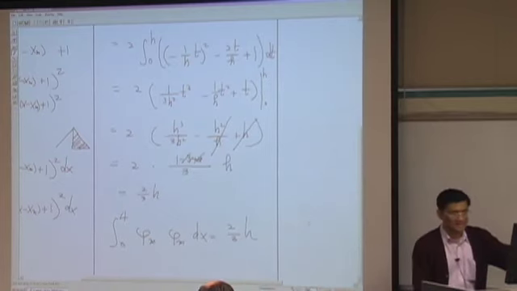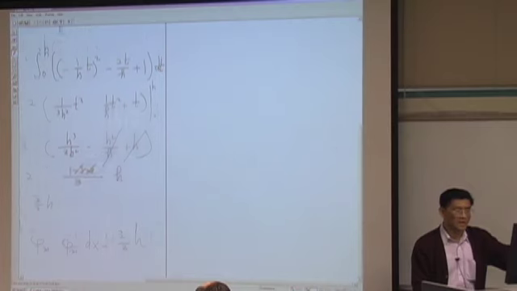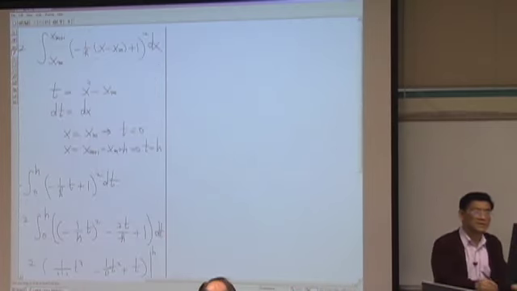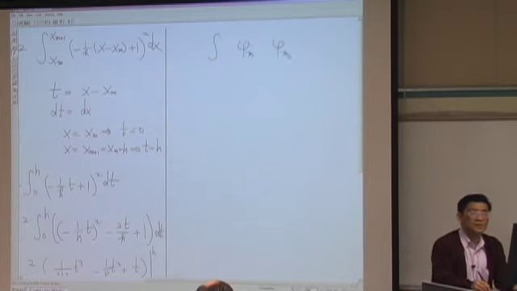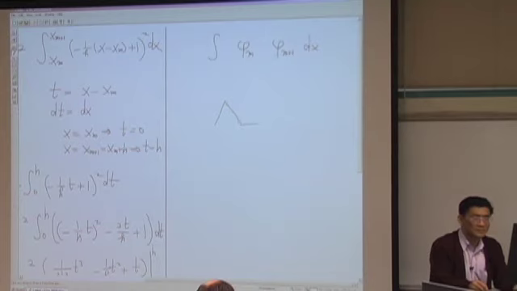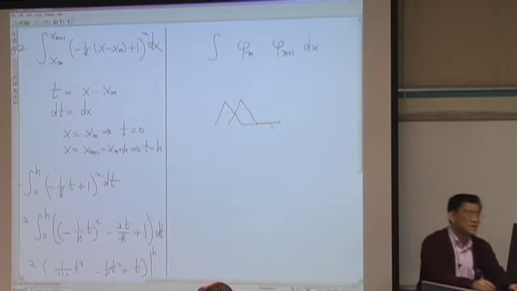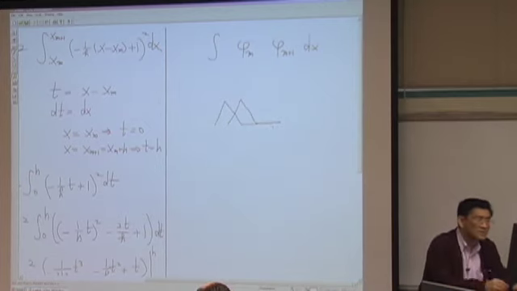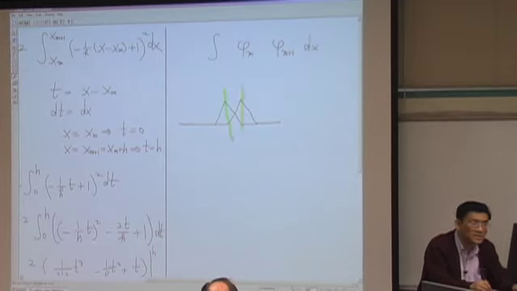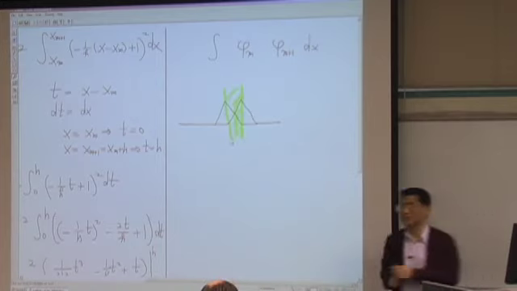Then let's do other cases. Without loss of generality, I will do these things at convenient settings. So Pm times Pm plus 1 dx will be done soon. And it looks like this. This function looks like this, and then this function looks like this. And then the only area where the product does not vanish is this area. Within this area, the product does not vanish.